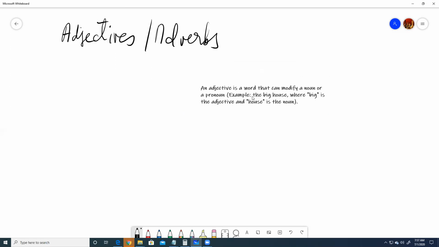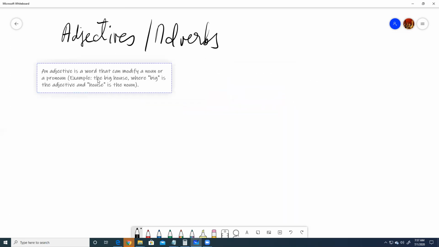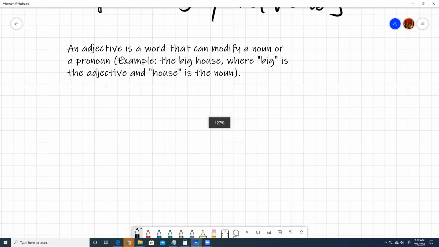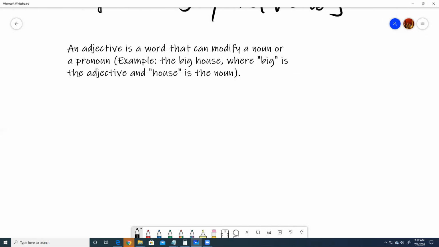Okay, let's try to move this here. We can put it bigger. An adjective is a word that can modify a noun or a pronoun. So you can see that in this case, big is the adjective, and we are going to see that in Spanish too, and house is the noun. So big is the modifier to the noun house.